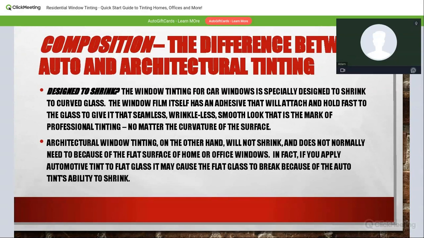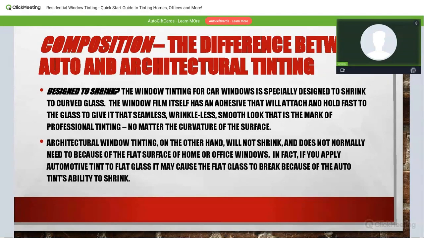Now, the difference between automotive and architectural or residential film, number one thing is auto absorbs, residential reflects. Designed to shrink, so the window tinting for cars is specifically designed to shrink around the curvature of the glass. The window film itself has an adhesive that will attach and hold fast to glass, and will give it a seamless, wrinkle-less, smooth look that is a mark of professional tinting. Architectural window film, on the other hand, will not shrink and does not normally need to because of the flat surface of the home or office windows.